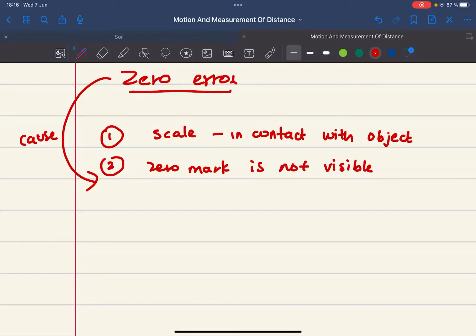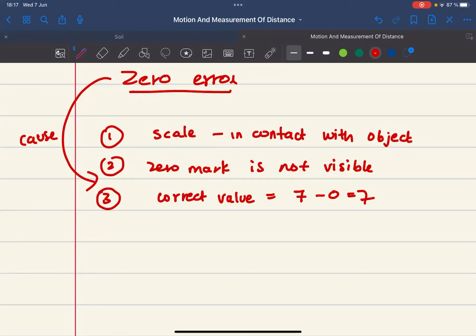This is all what we discussed, a small revision, okay? So the correct value is equal to subtracting the value from the full mark considered as zero. So if we're taking seven as the reading, seven minus zero. So if the zero mark is broken, you cannot take the total value as zero.